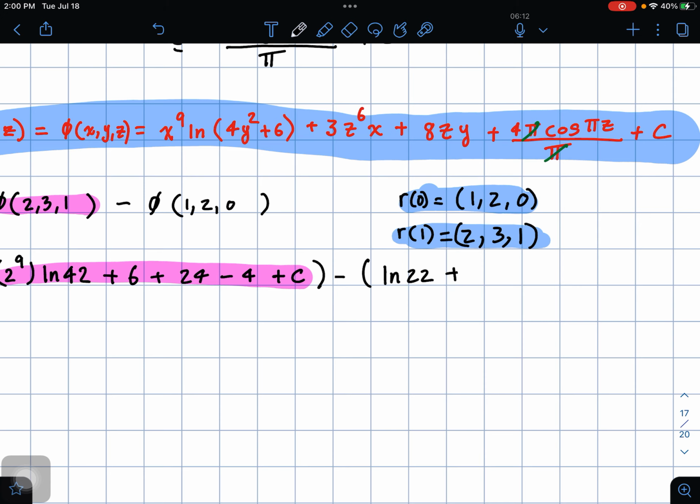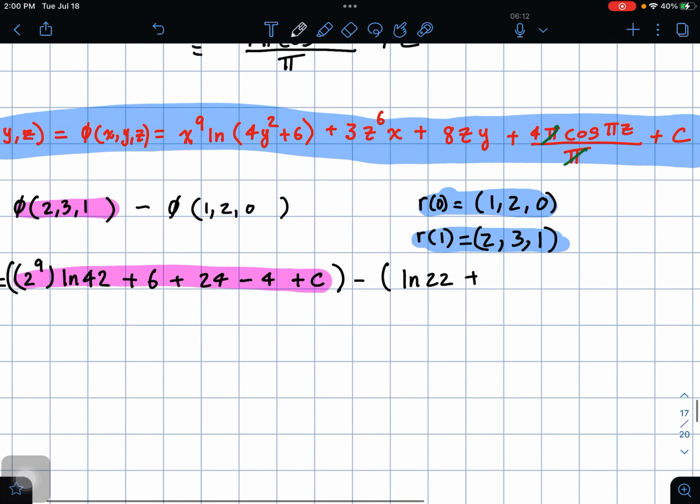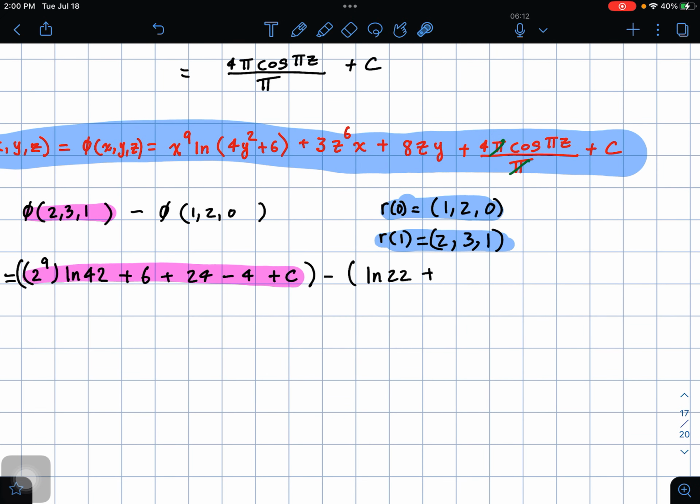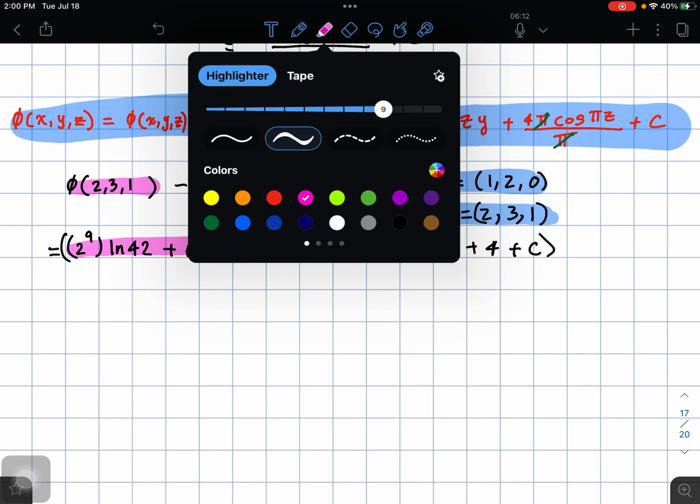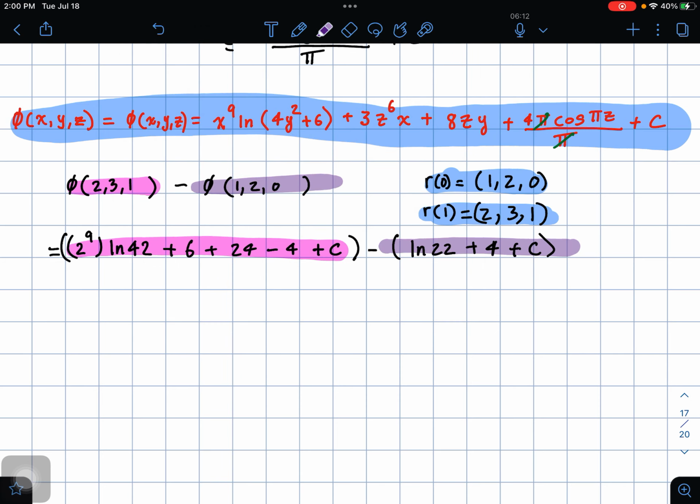Plus, z is 0. Okay, wait, actually, let me simplify this a little bit. This is 0 because there's a z. This is 0 because there's a z. For this, z is 0. Cos of 0 is 1, right? So it's just gonna be 1 times 4, which is 4, and then plus C. Okay, that one's much easier and very nice. So we have this and this.